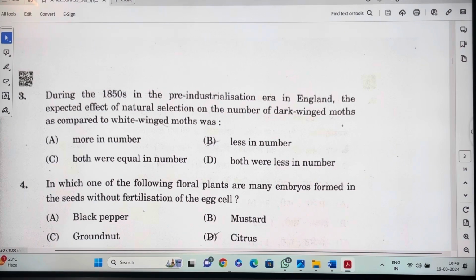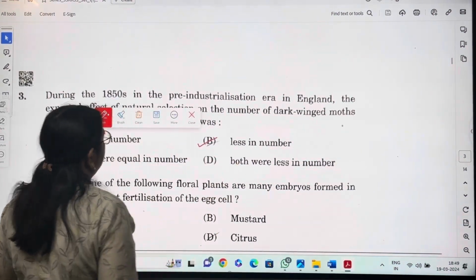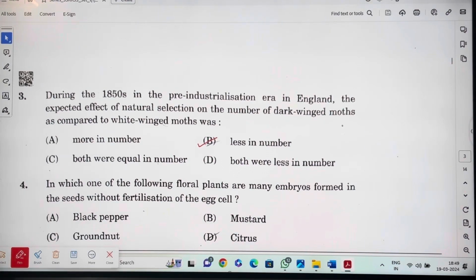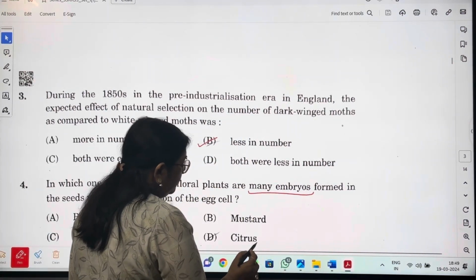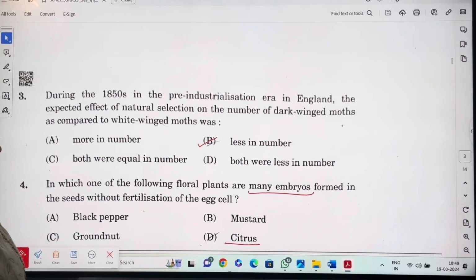Third question is, during the 1850s, in the pre-industrialization era in England, the expected effect of natural selection on the number of dark-winged moths as compared to white-winged moths was, answer is less in number. Fourth question, in which one of the following floral plants are many embryos formed in the seeds without fertilization of the egg cell? Many embryos means polyembryony, and polyembryony is very common in citrus fruits like orange, lemon, etc.